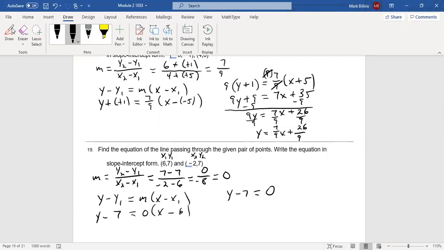So what I'm going to do to finish is isolate my variable. So I'm going to add 7 to both sides. And my answer is y equals 7. And that should make sense to you, because when you look at the 2 points, both y values are 7. So it makes sense that y equals 7 would be the equation.